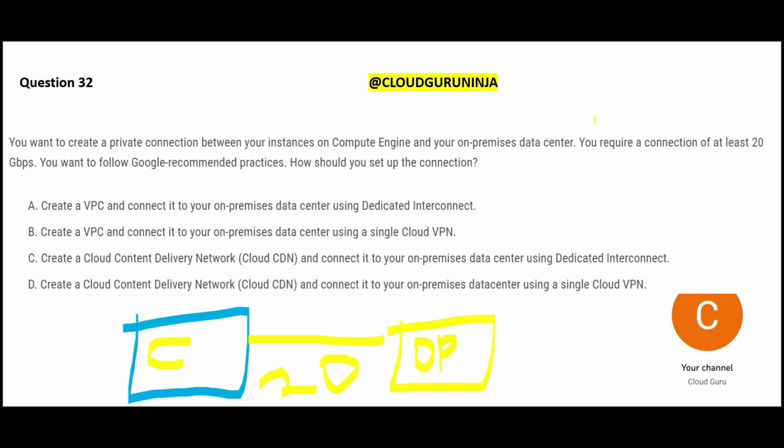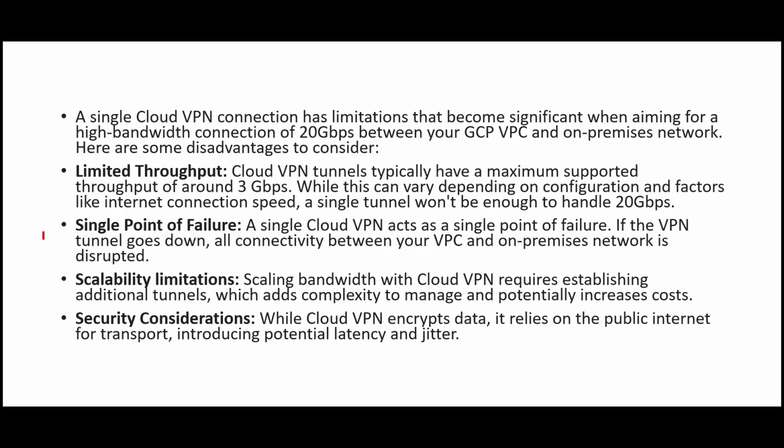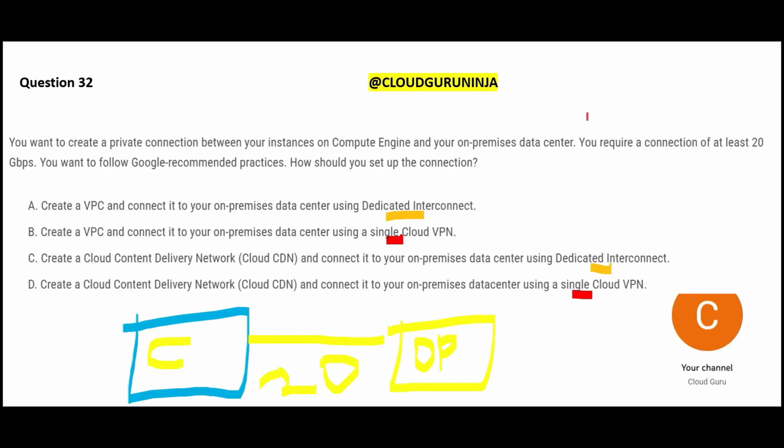If you see, there are two options with dedicated interconnect, and then two options with single Cloud VPN. So single Cloud VPN is a strict no because it has a single point of failure. One failure, and you are screwed up. Do you want anything like that in your life, where one time sickness and your entire family gets pushed into poverty? No. That's why you buy insurance, health insurance, and so on. So we will not choose any option which screws us up. This will have a single point of failure. We will not choose it.